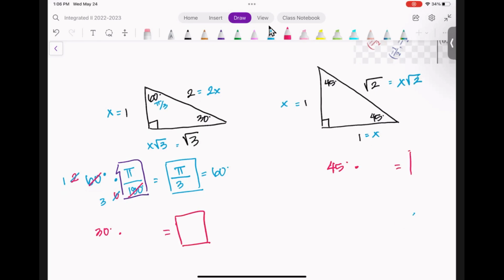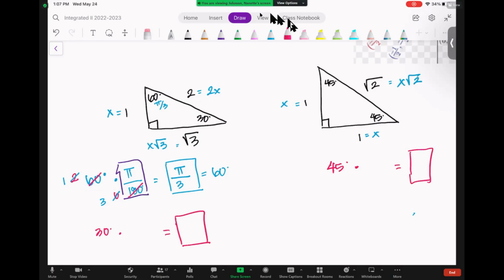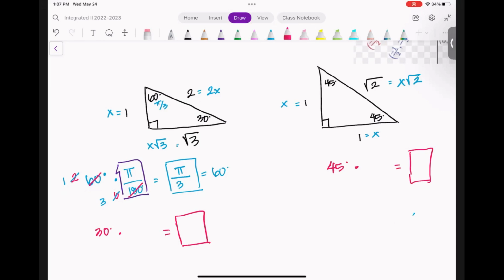I need you to translate from degrees to radians. So go ahead and do that, and then we'll be right back when you're done with your answer.